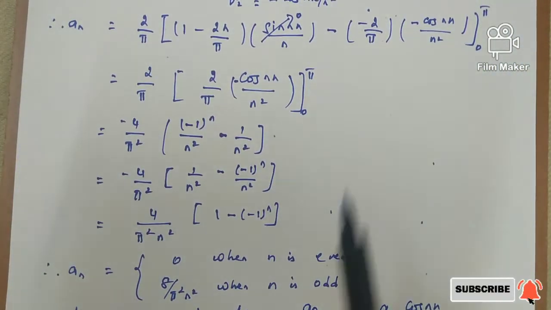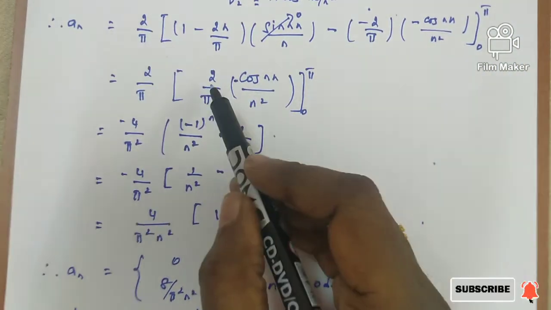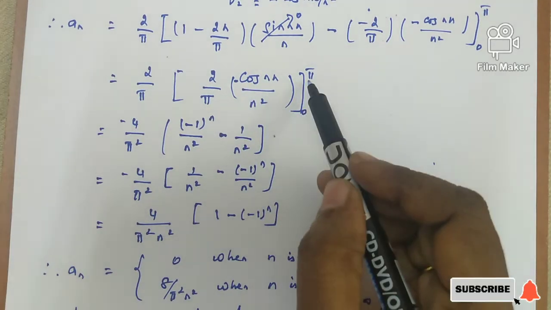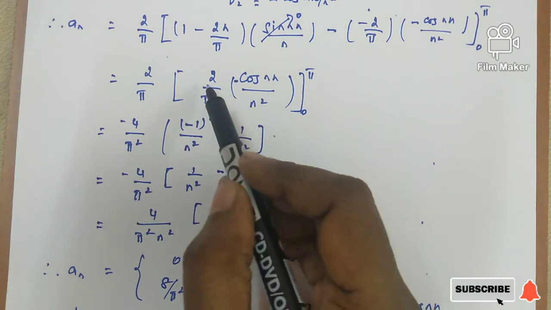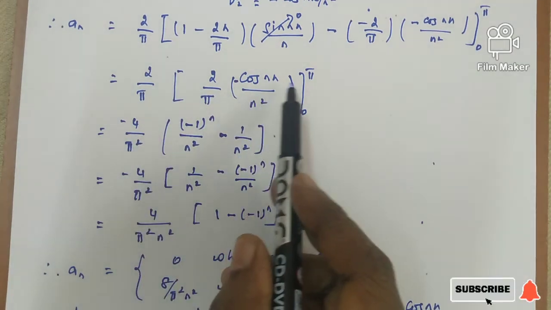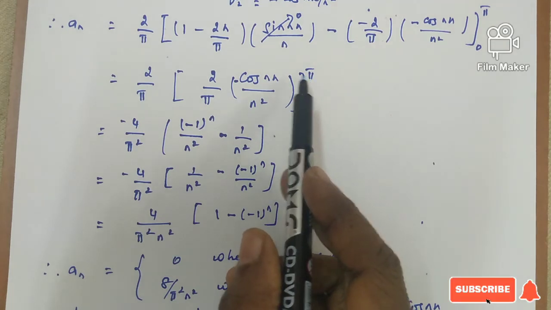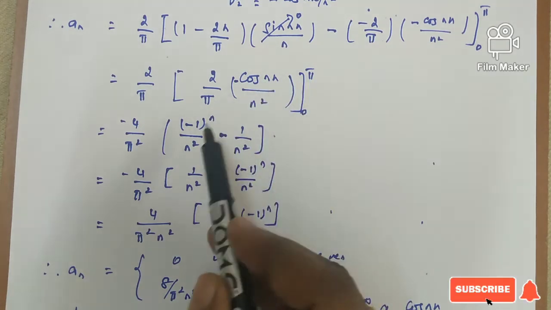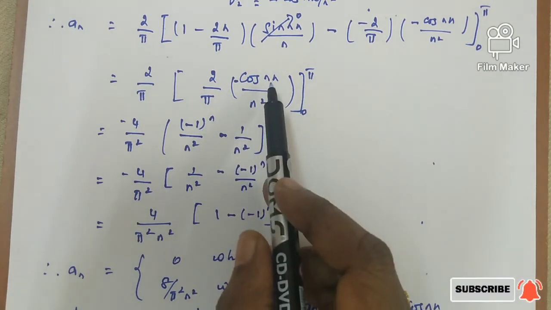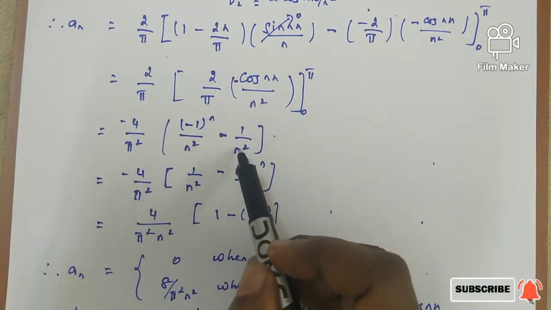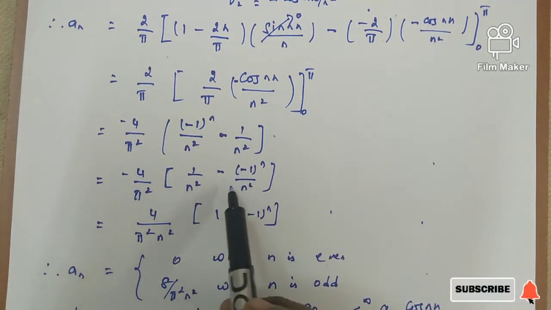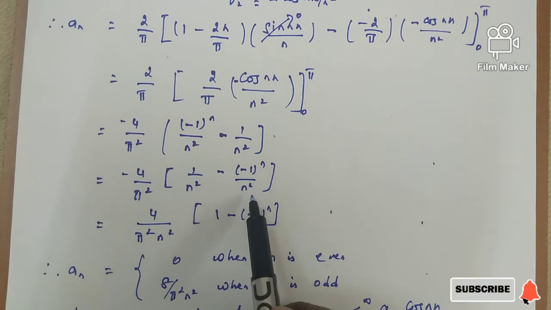So we have only the second term. Here minus into minus plus 2 by pi, minus cos nx by n square, with the limit 0 to pi. Now you can take the minus and 2 by pi outside. So minus 4 by pi square. Apply the upper limit pi, so cos n pi is minus 1 power n, and lower limit is 0, so minus cos 0 value is 1, so 1 by n square. So this one can be written as 1 by n square minus 1 power n by n square.